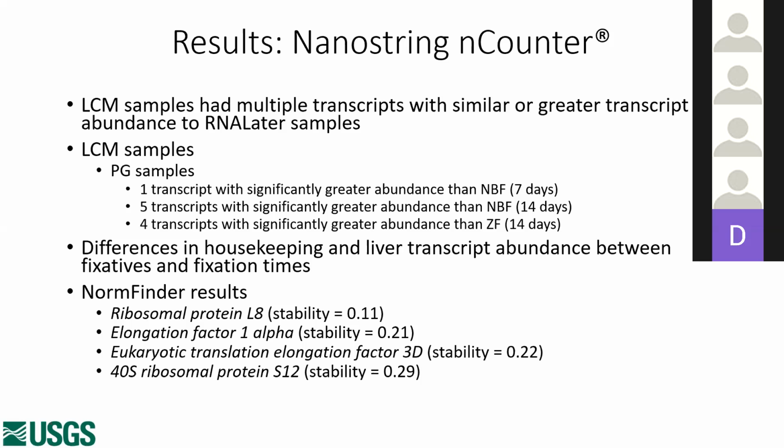The NormFinder results showed that ribosomal protein L8 was the most stable housekeeping transcript. So the lower the stability rating, the better. Whereas the 40S ribosomal protein S12 was the least stable.